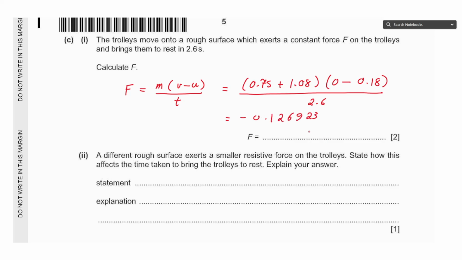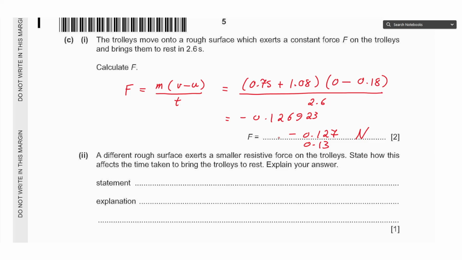0.126923. We can approximate that to 0.127 or 0.13. According to the significant figures of the question, we have two significant figures. We can add one more significant figure here, and the unit for force is newtons. And we can write down the negative or leave it. It's not specified in this question.